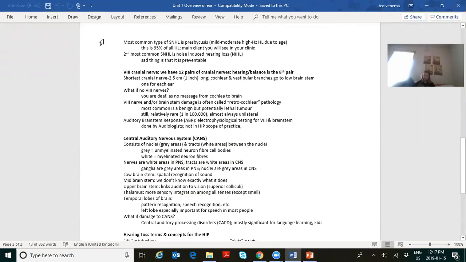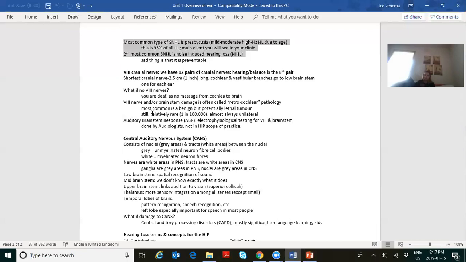Look what it says here. Top of page 2, most common type of sensory neural hearing loss, and this is how we abbreviate it, SNHL, okay, SNHL, sensory neural hearing loss. The most common type is presbycusis, and look what it says, mild to moderate, high frequency hearing loss, high Hz. You can tell the Canadian in me, I just said Z, big letter H, little z, that's hertz, high frequency, in other words, due to aging.